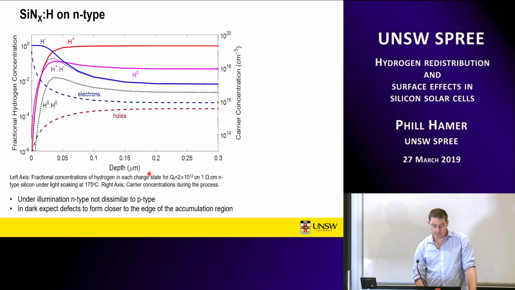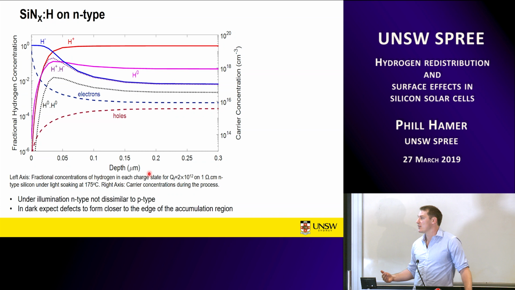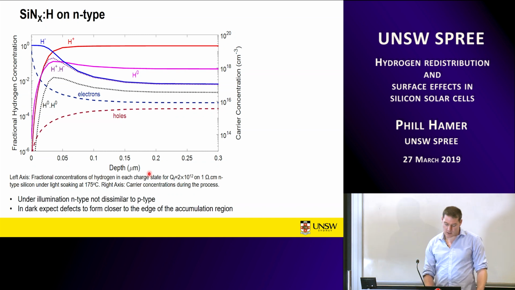If we look at N-type under illumination, we expect something similar. As I said, under illumination we actually have H+ dominating in the N-type material bulk. Again, under the effect of the inversion layer, where the bands get bent towards the surface, that's where we expect to find the defects. And again, it will be consistent with a J0 type dependence of our lifetime.